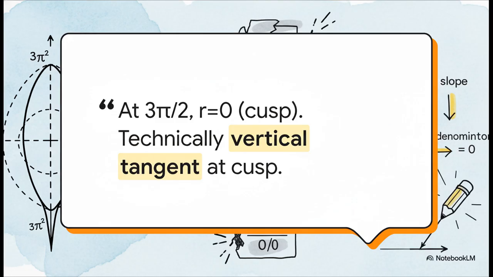If you were to take that angle and plug it into the denominator of our big slope formula, you'd find out it also comes out to 0. That gives us 0 over 0, which is an indeterminate form. What's happening here is that the cardioid is forming a sharp point, a cusp. The tangent there is actually vertical, which is a classic gotcha to watch out for.